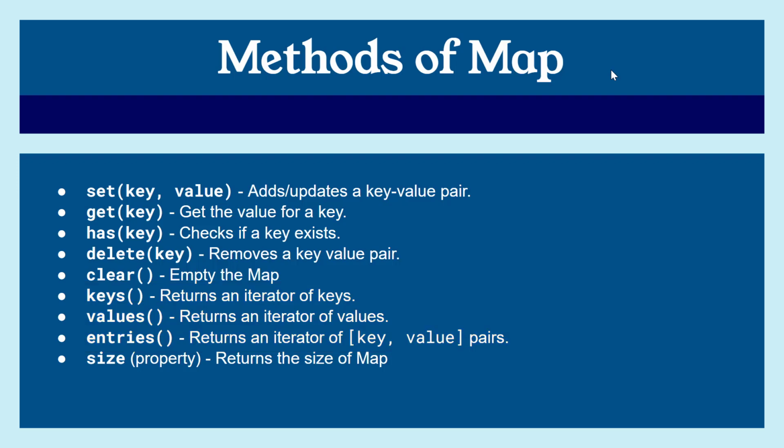And last one, we have size, which is not a method but a property. And if you want to get the number of keys, or basically I should say number of pairs in a map, we can use size property.